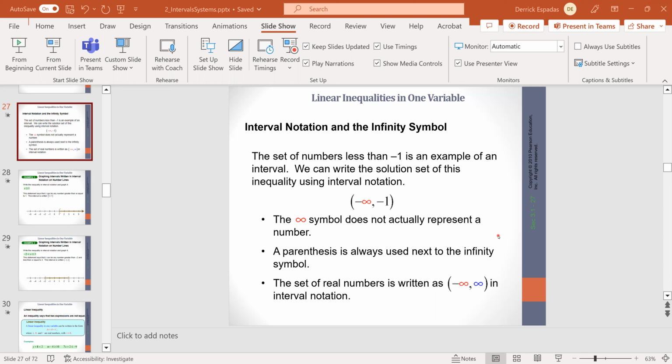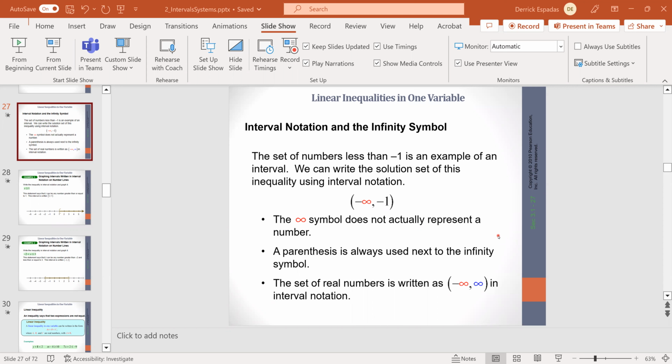So first, what we're going to talk about is what we call interval notation. Okay, so there's a language of how we report or write down these inequalities, and it starts with the interval notation. So with the interval notation, we're going to set up a parentheses. The first number is going to be the start, the last number is going to be the end.